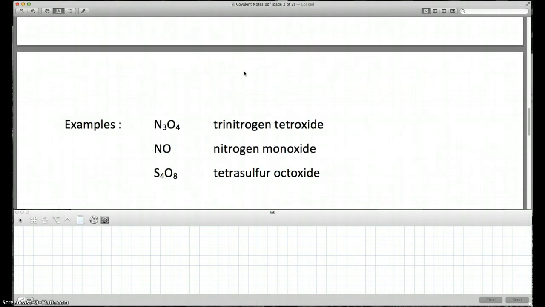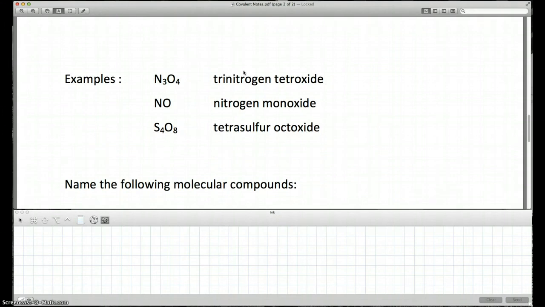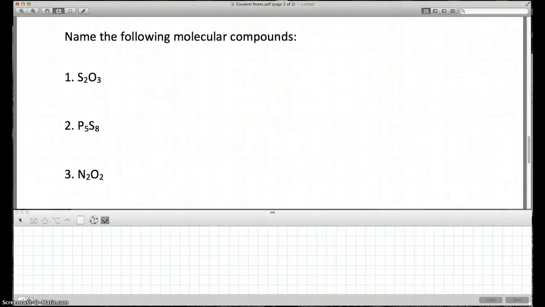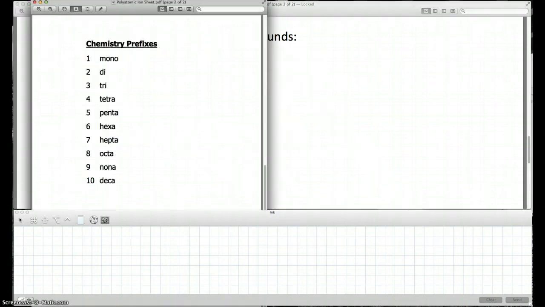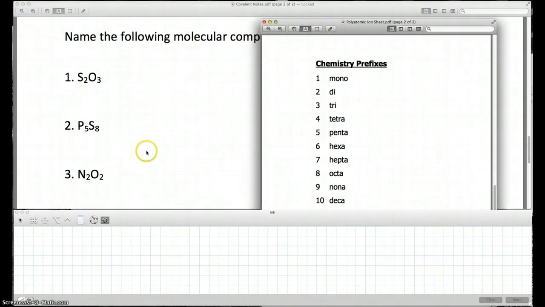So in a lot of ways, a covalent compound is a much easier name than an ionic compound. Here are some examples. You can go back and look at those if you get stuck. I think we're just going to get right into it. I'm going to bring up this list, put it over here so we can see it. And we're going to name these covalent compounds, these molecular compounds. First one, S2O3.